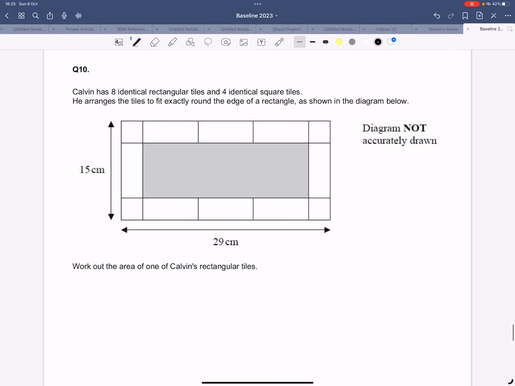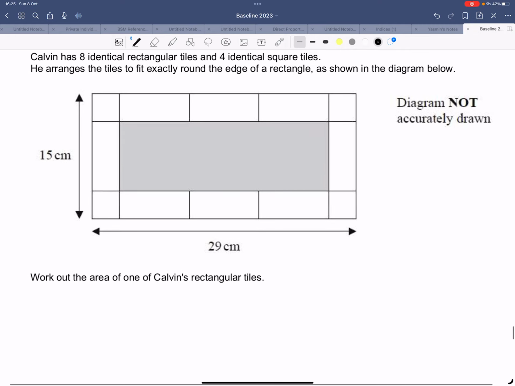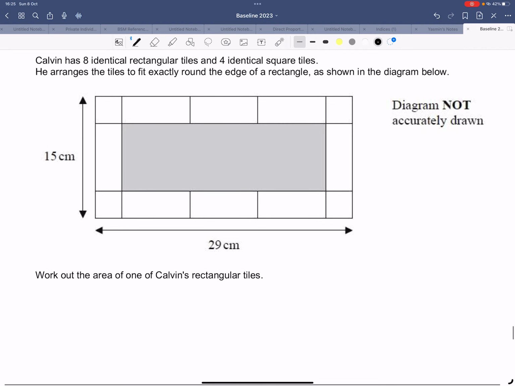Okay, this one is an interesting question. Technically, it's basically telling you to solve a simultaneous equation, but we'll have to see what it is. So let's call this one x, all of these sides x. And these small ones we're going to call y.